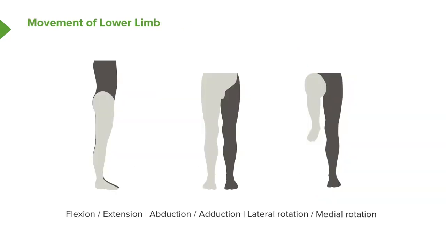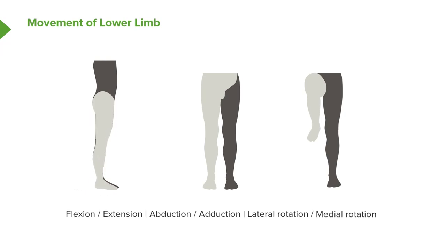So now let's look at some of the movements that occur at the lower limb. Here we can see movements occurring at the hip joint. We have flexion and we have extension. We can see the hip joint being flexed in this direction and then being extended as it's returned to the standing position, and then hyperextended, backwards in this direction.